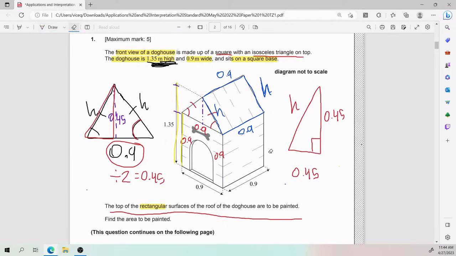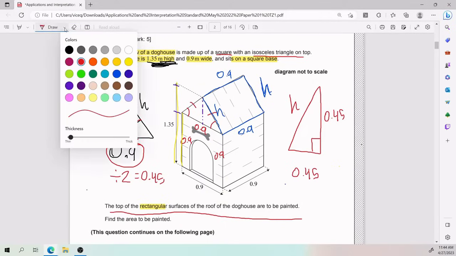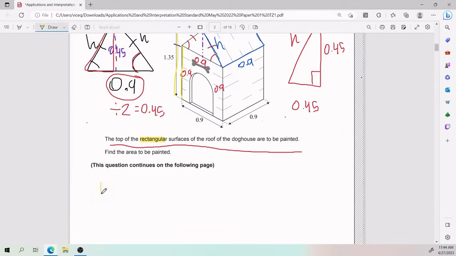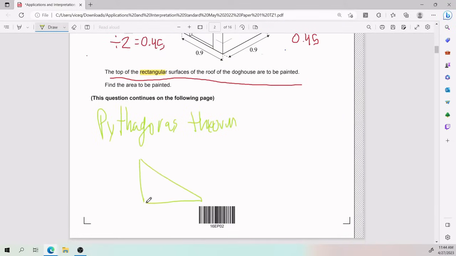If you have a right triangle, you should immediately be thinking of the golden rule. Well, it's not called golden rule, but you have the Pythagoras theorem. So you spot a right triangle, you think of Pythagoras theorem. What is Pythagoras theorem? a squared plus b squared equals c squared. How do you know which one is c?